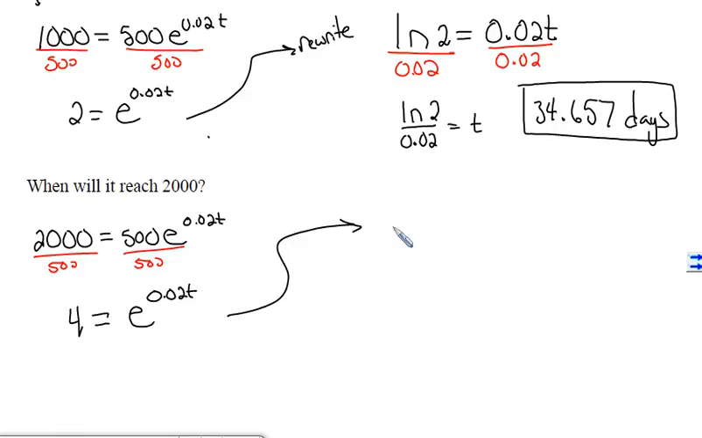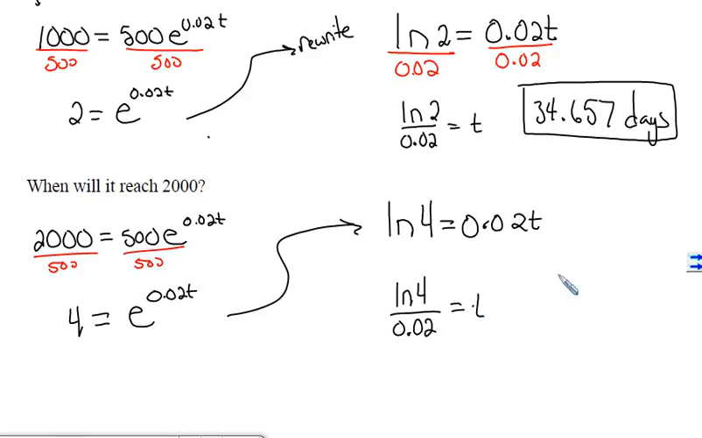Do a rewrite here, so we'll get the natural log of 4 equals 0.02t. Then divide both sides by 0.02, and we end up with natural log of 4 divided by 0.02, and that is what equals t. This one, if you plug it in your calculator, you get 69.315, and once again, that is days.